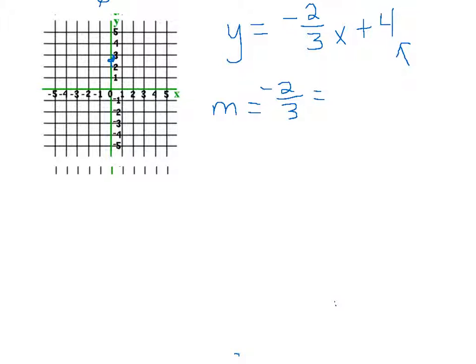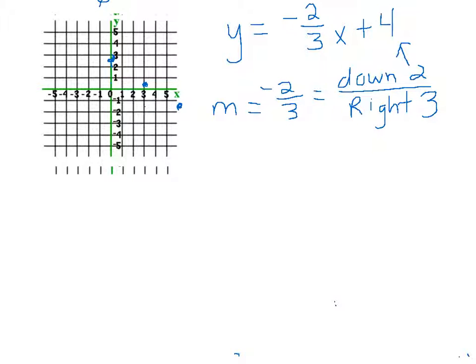The -2 on top is telling us that we need to go down 2, because the top number is telling you either up or down. The bottom number tells you right or left. Since the 3 is positive, we need to go to the right 3 spaces. So again, we start at the 4. We're going to go down 2 and over 1, 2, 3, and we're going to put a dot. Then we're going to go down 2 and over 1, 2, 3.